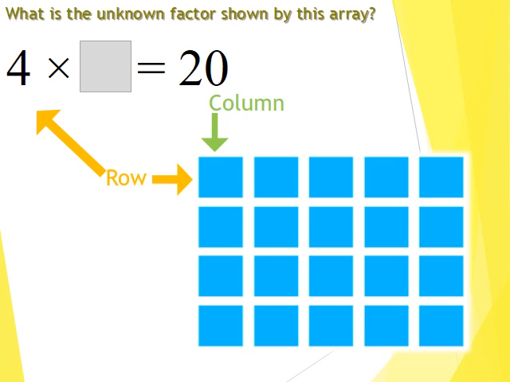There are 4 rows. So the unknown factor must represent the columns. What is the unknown? Count the columns. There are 5 columns, so the unknown is 5. So the product 4 times 5 is 20.